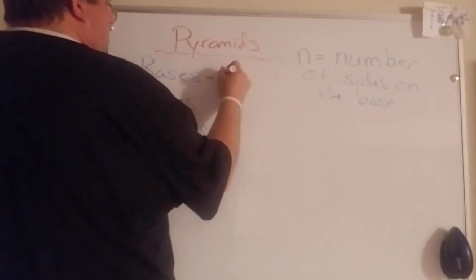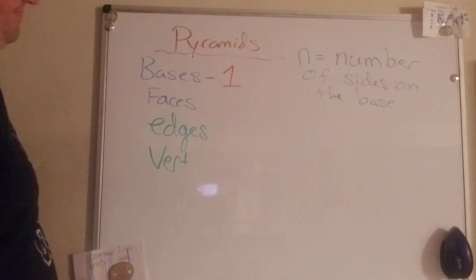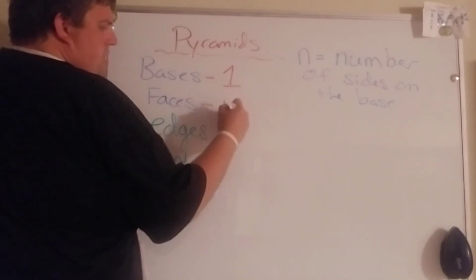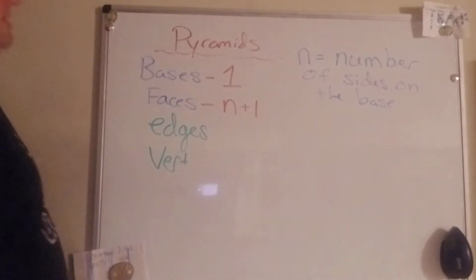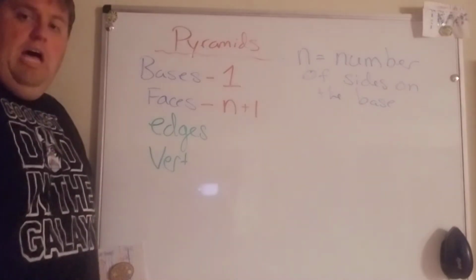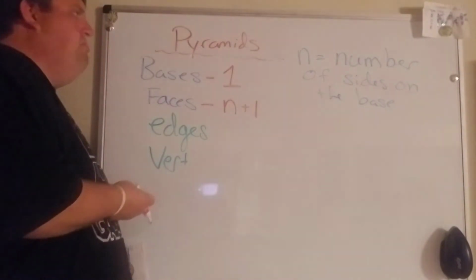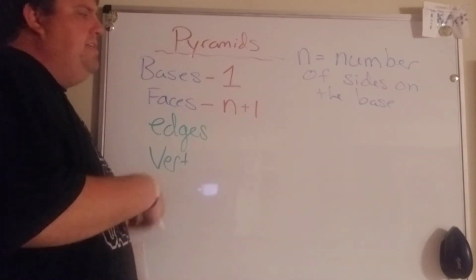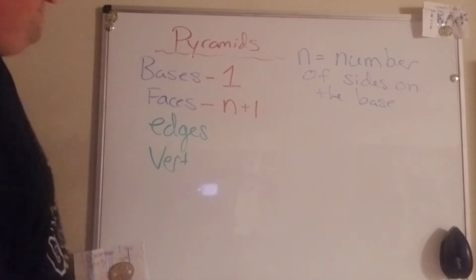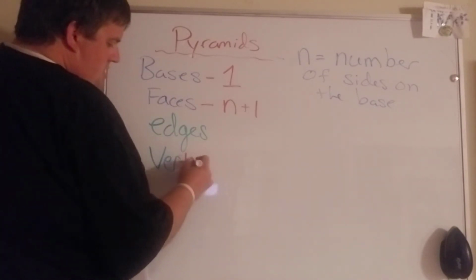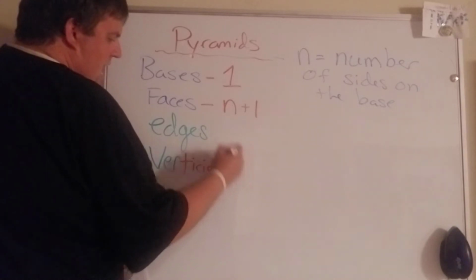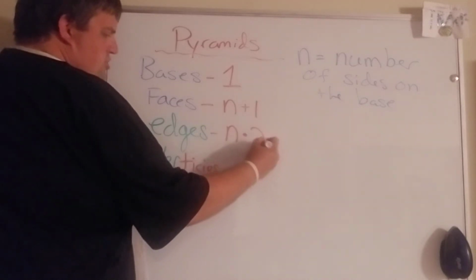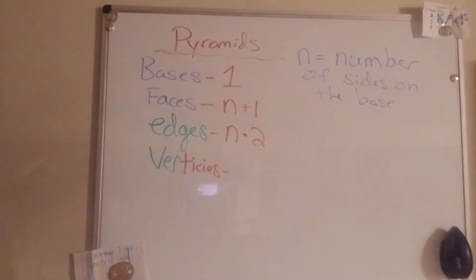So for pyramids, we know they are always going to have one base. For faces, instead of n plus 2, it's going to be n plus 1. Same idea as last time. The way I always remember that is prisms have two bases, so you add 2 for faces. Pyramids have one base, so you add 1 for faces. For edges, it's going to be n times 2 this time, so a little bit different.